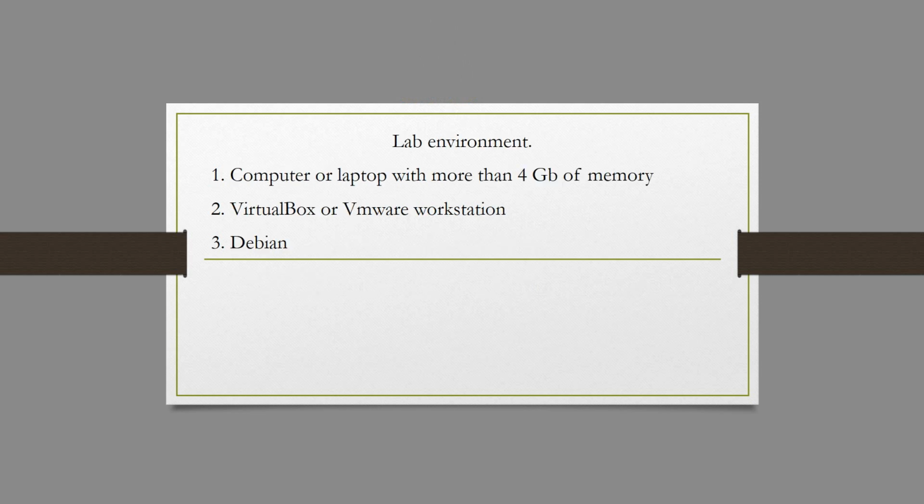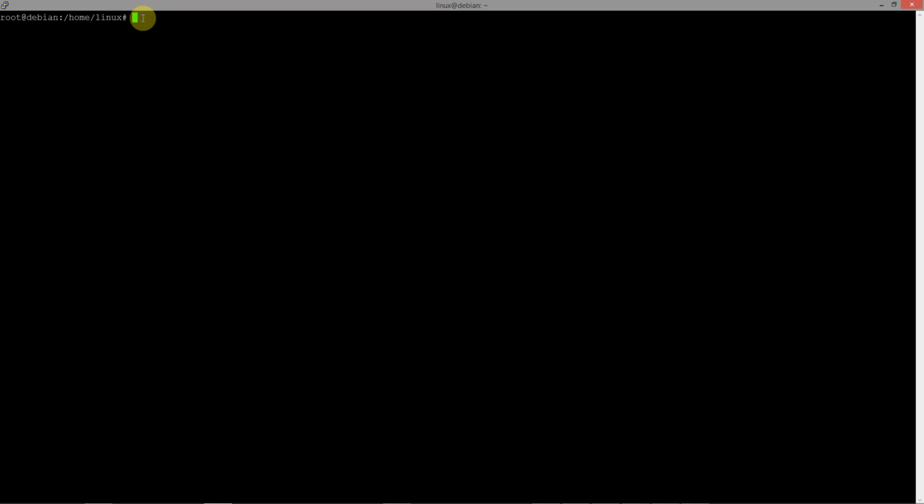For this lab you need a computer or laptop with more than 4 GB of memory, VirtualBox or VMware Workstation, and a Debian virtual machine installed in it. Okay, let's check if UFW firewall is installed.